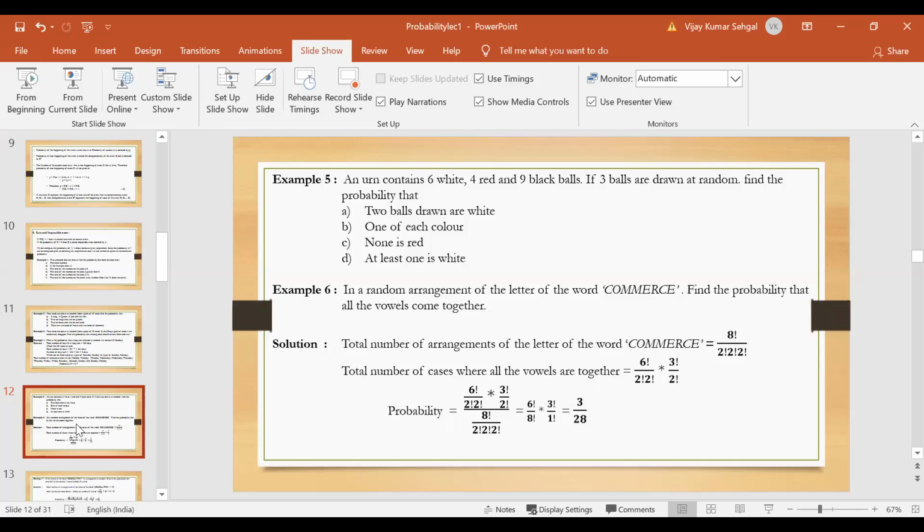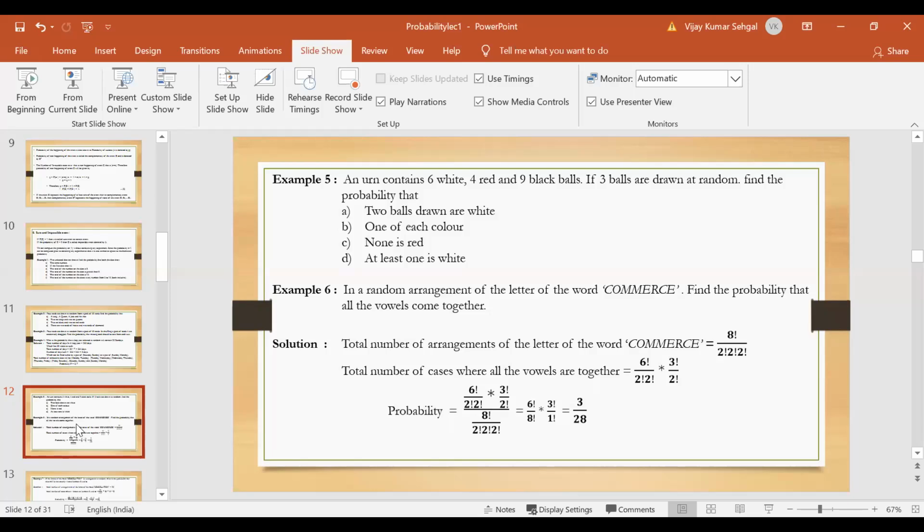That is either red or black. So total red and black balls are 9 plus 4, that is 13. So one ball can be drawn from the 13 balls, so 13C1. Hence favorable cases will be 6C2 into 13C1, and total exhaustive cases will be 19C3. So divide them, solve them, and you will get the solution of part (a).